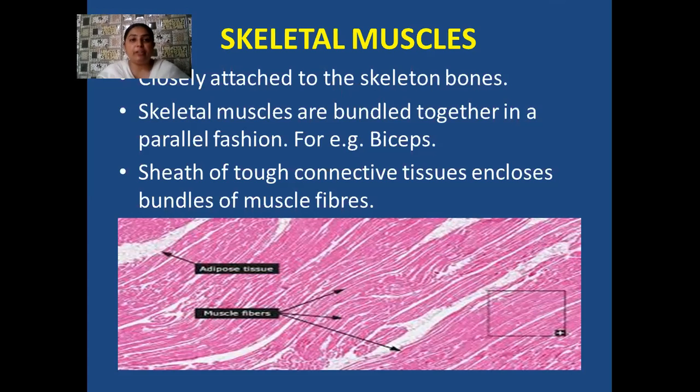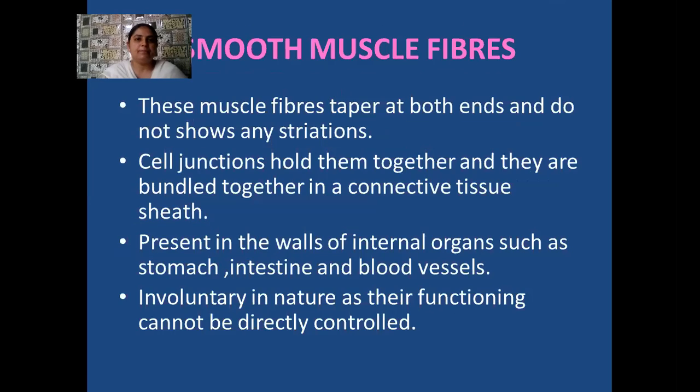That is a sheath of tough connective tissue. It encloses the bundles of these muscle fibers. And these muscle fibers are responsible for various types of body postures and the variety of movements that are performed by our skeletal bones. The second type of muscles are known as the smooth muscles.